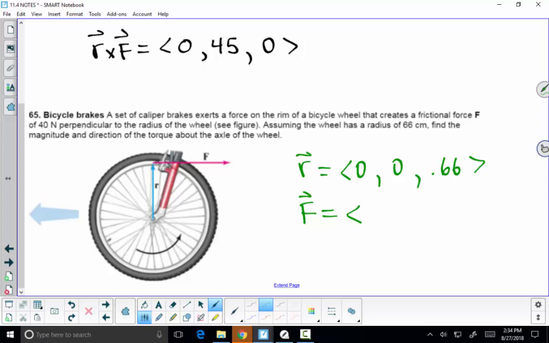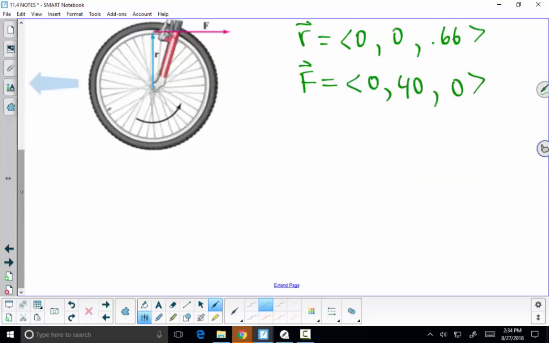Okay. We need a bike. No, I feel it. We can't finish this problem without a bike. Okay, so then 0, 40, 0. Then we just cross those two together. Okay, wait. That's the Y coming. Trust me.